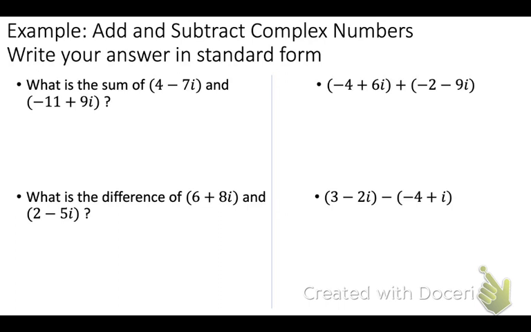Okay, add and subtract complex numbers. Like I said, it's like terms. Add the real parts, add the complex. Or combine the real, combine the complex. So the sum of 4 minus 7i and negative 11 plus 9i.